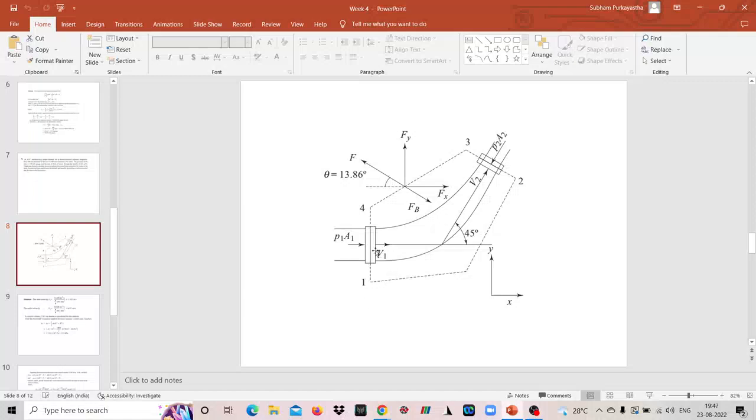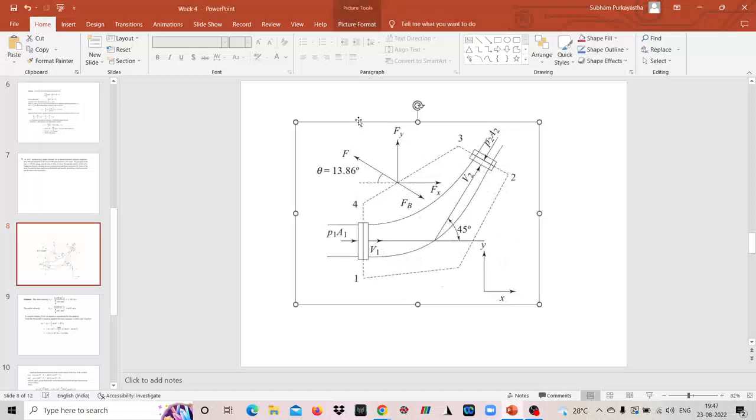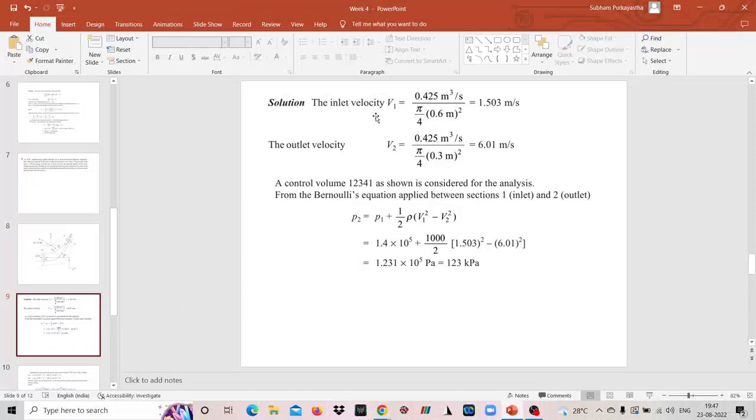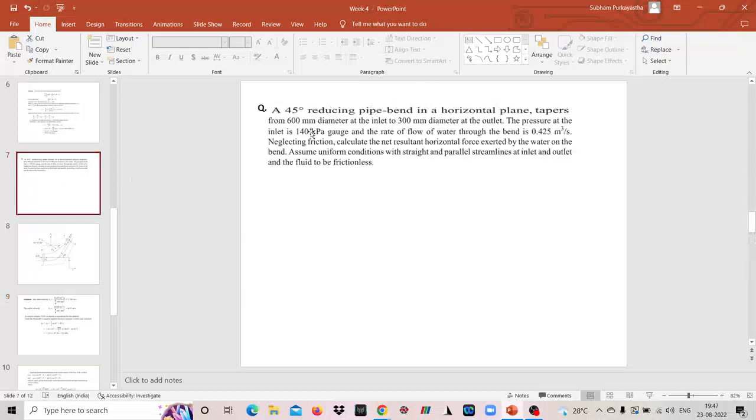Since there is no leakage or other mass loss, from the continuity equation whatever discharge is at section 1, that much discharge will be there at section 2 also. So the discharge at the inlet and the outlet will be the same. That is the first part. Now calculate the velocity at 1, V1: discharge divided by area. The diameter at the inlet is 600 mm and at the outlet it is 300 mm.